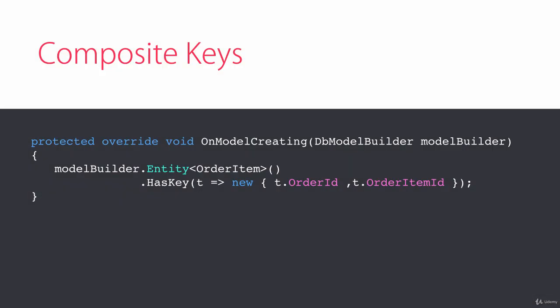What if our entity needs a composite key? Then we can call the HasKey method, and in the lambda expression, we use an anonymous object and supply the name of properties. So in this example, our OrderItem entity has a composite key on OrderId and OrderItemId.